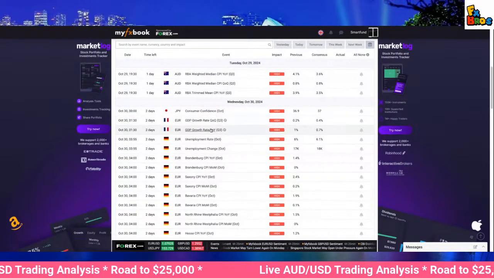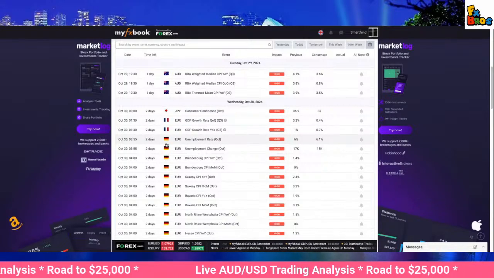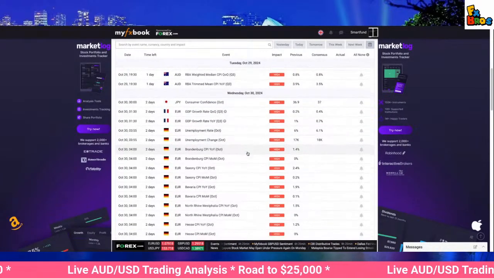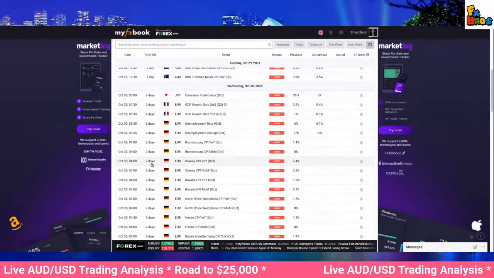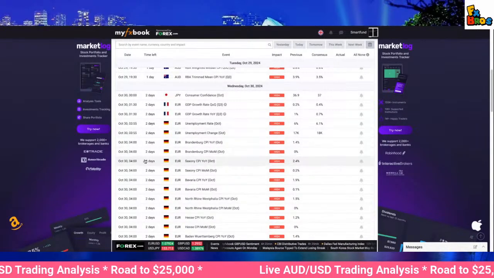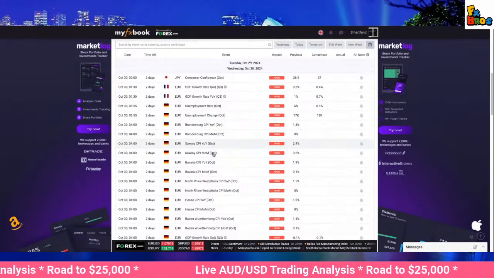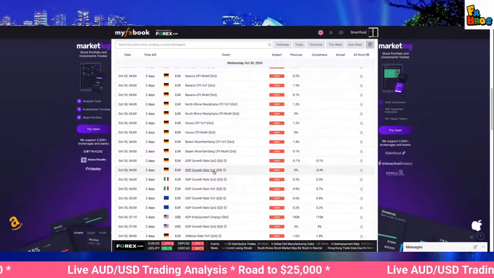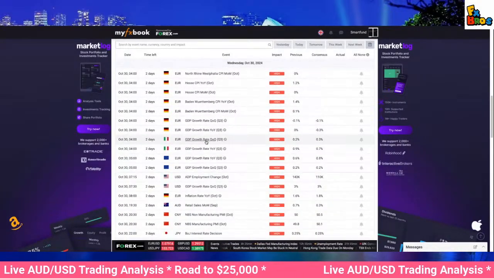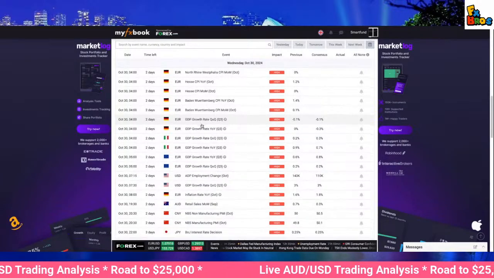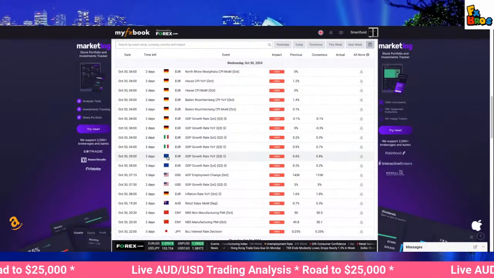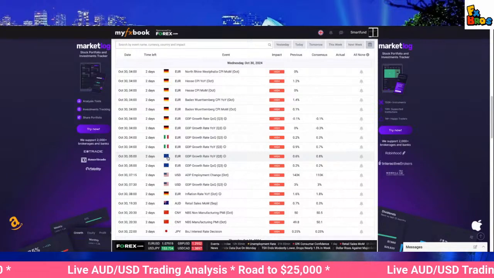Got a few Euro news, GDP growth rate, unemployment rate coming out for Germany. CPI coming out for Germany. All this stuff coming out around 3:30, 4 o'clock in the morning for Euro. If you go trade that. Damn, a lot of Euro news. GDP growth rate coming out for Germany, Italy, the Euro area.